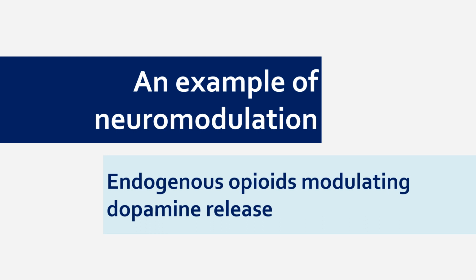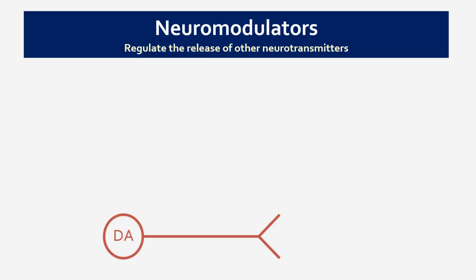Opioids are neuromodulators, and one of the things that endogenous opioids do, our brain makes opioids, is modulate the release of another neuromodulator, dopamine. Let me show you how this works. This gives you some example of the level of complexity of the human nervous system and what neurotransmitters and neuromodulators can do. Here then is a cartoon, a schematic of a dopamine neuron.